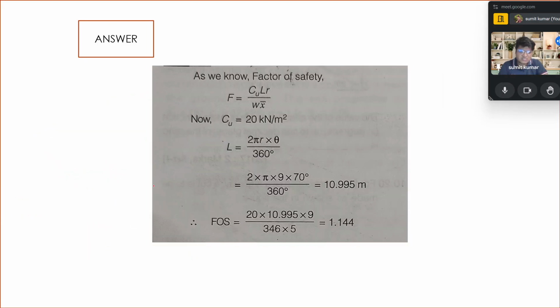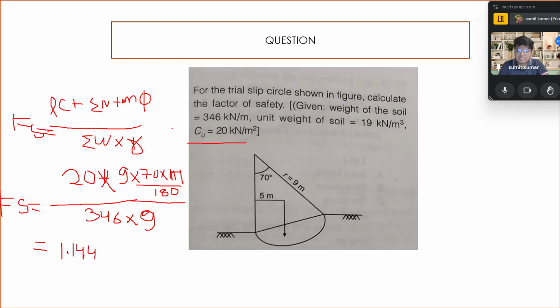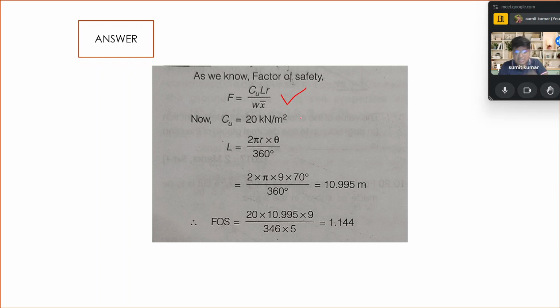When you perform the calculation, over here you also see C into L into R by summation of W into X, but it has been taken. Over here you can see, right? So C, 20, L is R theta multiplied by R. Okay, maybe I have written one R, maybe missing. So you see this calculation only, and Cu is 20 kilonewton per meter square is given. So C is found.